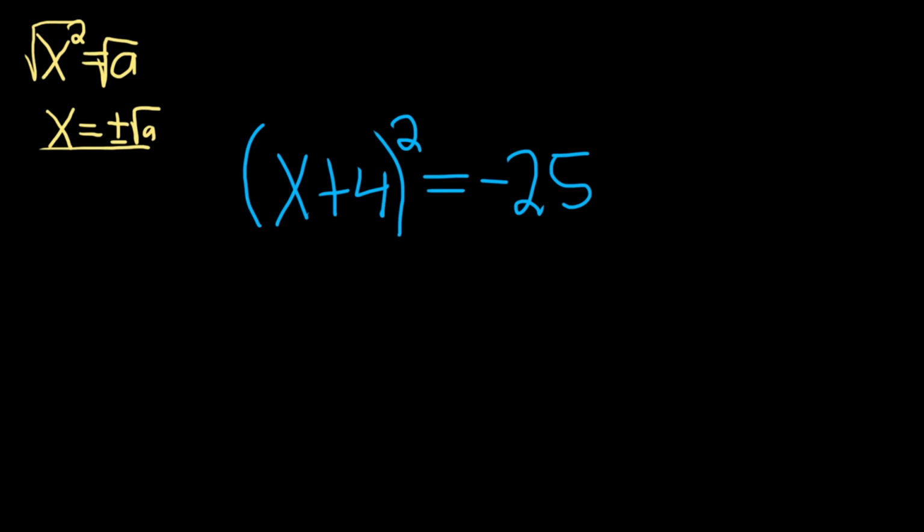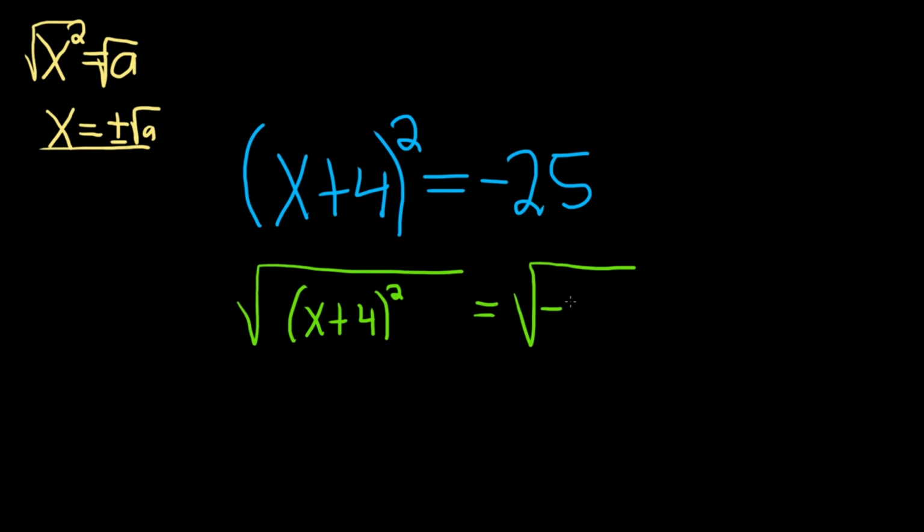So in this problem here, we're already in a really good place because we already have something squared and it's equal to a number. So right away we can start by taking the square root. So the square root of x plus 4 squared is equal to the square root of negative 25.